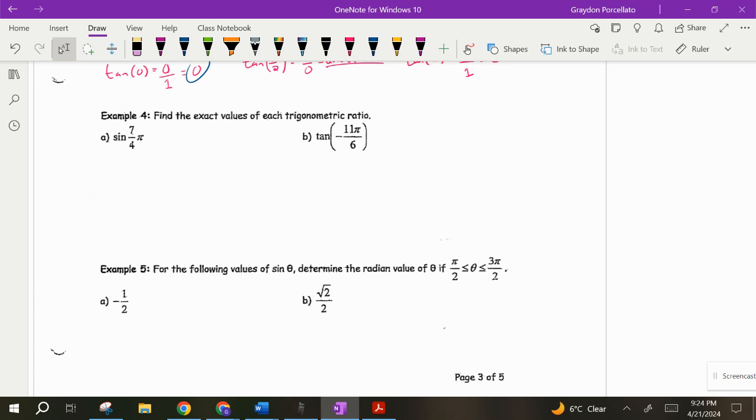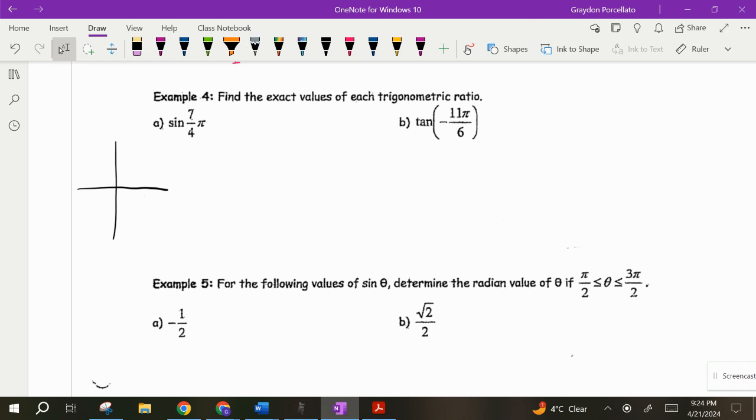Okay, I'm back. So let's find the exact values of each trig ratio. I'm going to start by drawing out my Cartesian. Now 7 pi over 4. Well, how I do this, I'll give you my thinking, and then I'll show you on the grid, on the chart below. 7 pi over 4 is 1 less than 8 pi over 4. And what does 8 pi over 4 simplify to? Well, that simplifies to 2 pi. So that means that 7 pi over 4 is just slightly less than a whole circle.